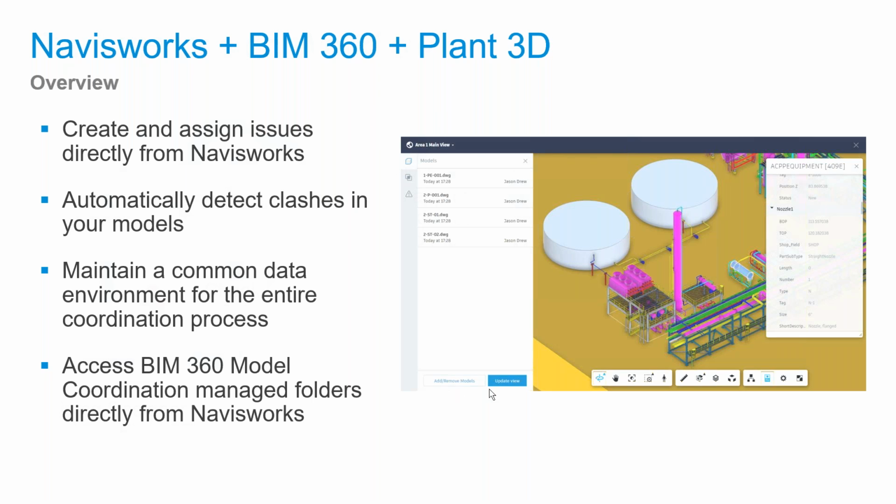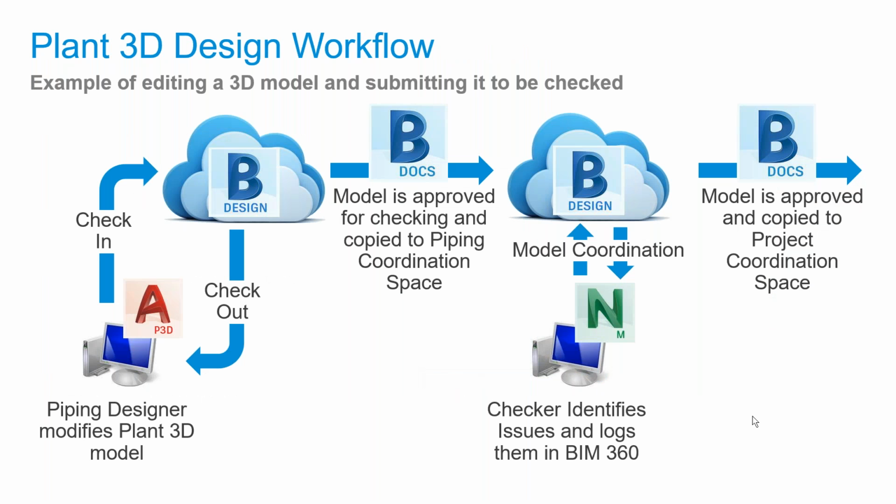This is the general workflow here, where you've got your piping designers using Plant 3D. They've got a project on BIM360 Docs. They're checking in, checking out drawings throughout the day. You're reviewing those models through the coordination space on Docs. You're using Navisworks for the checkers to go in and download those, look at the issues or assign new issues, and close those out or assign them back to the people who need to fix them. And then you've got your model being approved and then copied over to the project coordination space.